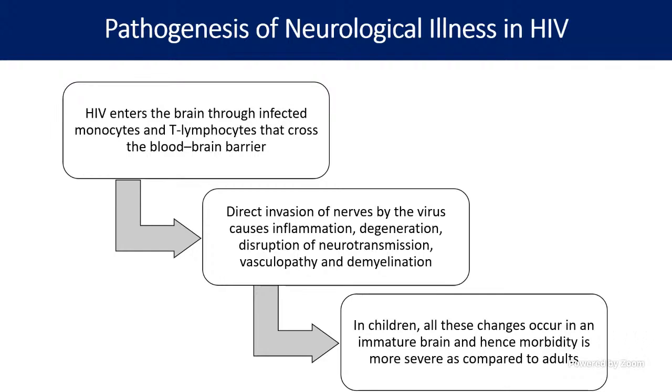So what will happen in these children? These changes cause the immature brain to be compromised. So the child may have HIV encephalopathy. That is what we call it. Okay.